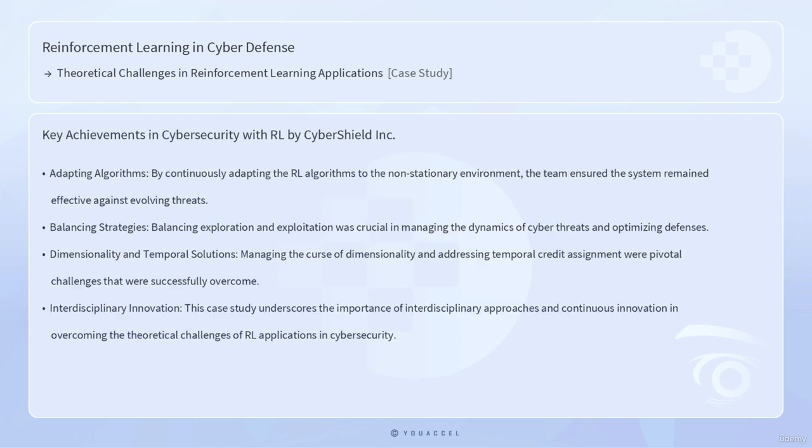In conclusion, Alex and the team at CyberShield Inc. navigated the multifaceted challenges of applying RL in cybersecurity. By continuously adapting the RL algorithms to the non-stationary environment, balancing exploration and exploitation, managing the curse of dimensionality, addressing temporal credit assignment, incorporating adversarial learning, improving sample efficiency, and considering ethical implications, they developed a robust and adaptable cyber defense system. This case study underscores the importance of interdisciplinary approaches and continuous innovation in overcoming the theoretical challenges of RL applications in cybersecurity.